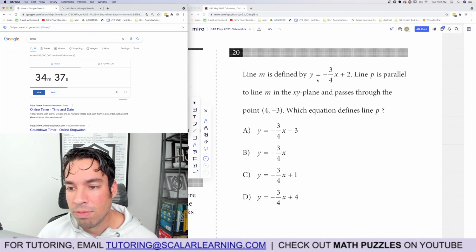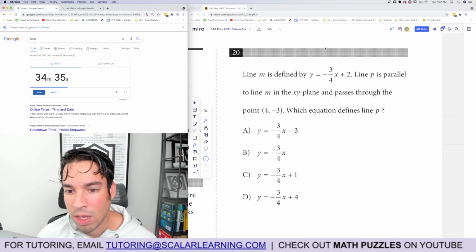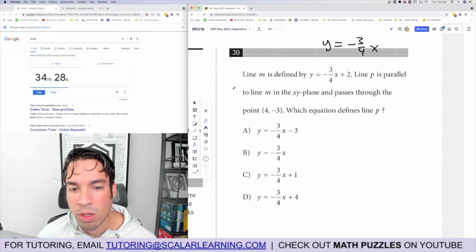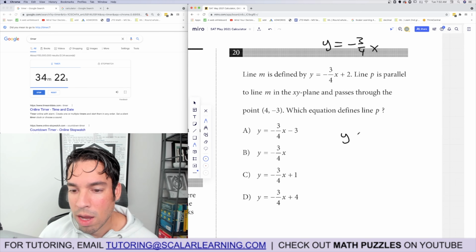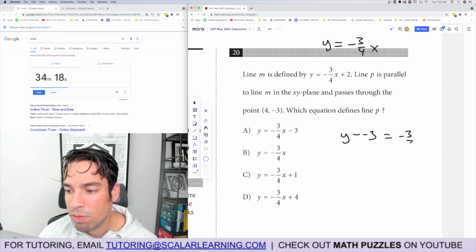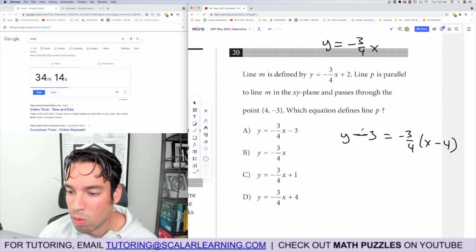Line M is defined by this. Line P is parallel to that, which means it has the same slope, and passes through point (4, -3). So let's use, you know what? Let's use point-slope to create this line. So y minus negative 3, we subtract that, equals -3/4 times x minus 4. Point-slope is a good one. You should know it. That turns into a plus.